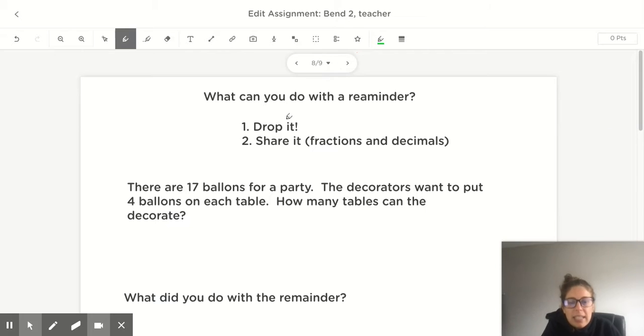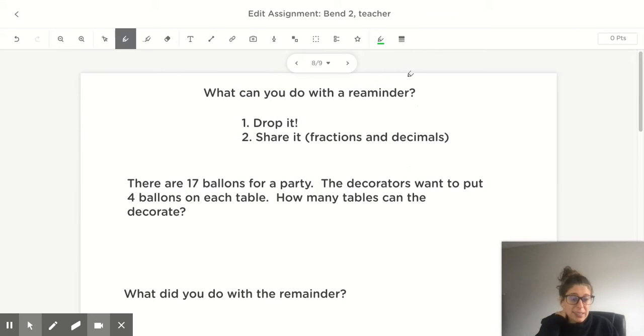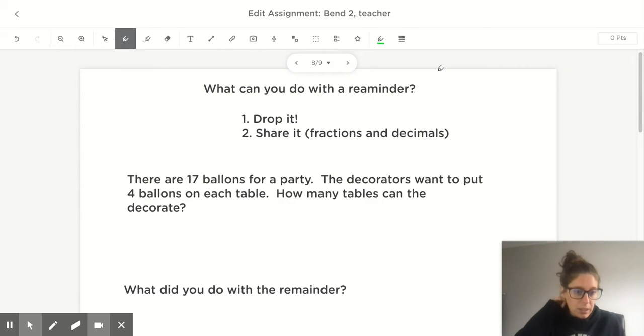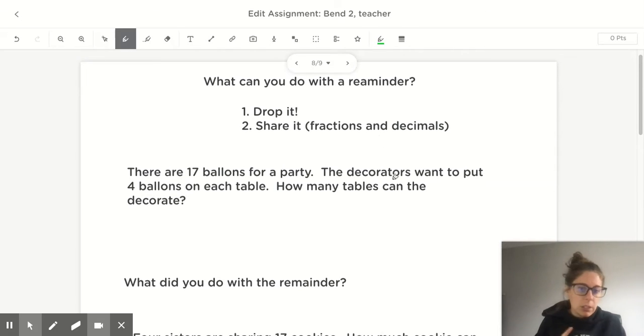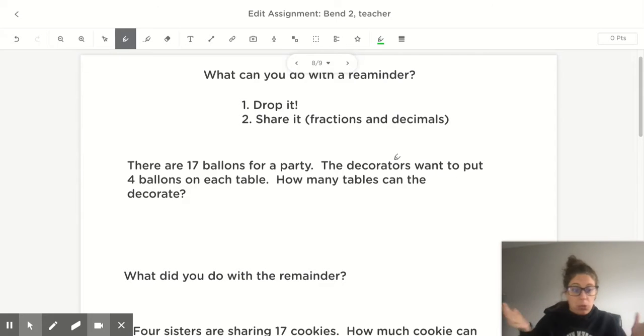But when we get into story problems, often we need to do something with these remainders, and we can do things with these remainders. So let's talk about some of the things that we can do with remainders. First, we're going to talk about dropping it, ignoring it. So let's listen to this problem.